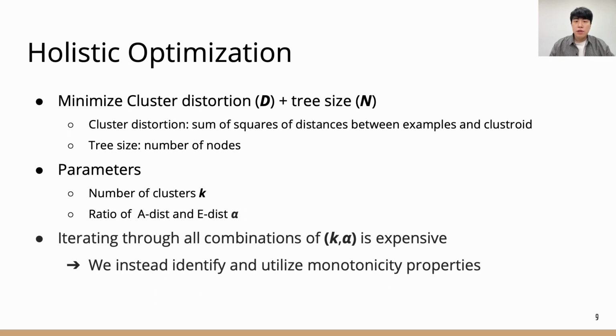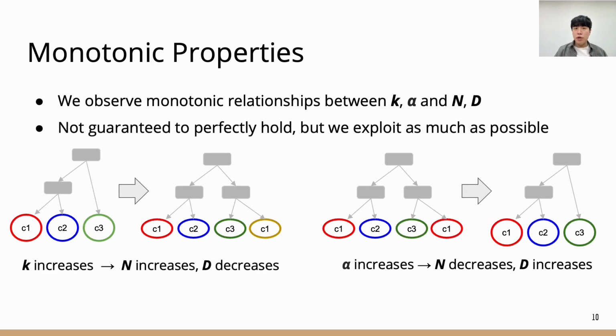To generate different clusters, we tune 2 parameters: the number of clusters k and the ratio of adist and edist, alpha. As iterating through all combinations of k-alpha pairs is expensive, we identify and utilize monotonicity properties for efficient optimization. We observe monotonic relationships between k, alpha, n, and d.